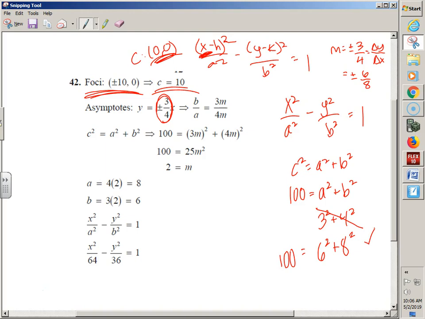Yes, it is. But using 3 and 4 as my actual A, actual B doesn't make sense with the clue they gave me. So therefore, they did this whole notation-y thing. But long story short, to get 100, you can't use 3/4. You got to use 6/8. So therefore, 8 squared, 64. 6 squared, 36. Is that cool?